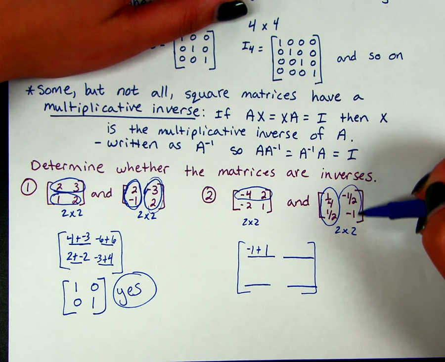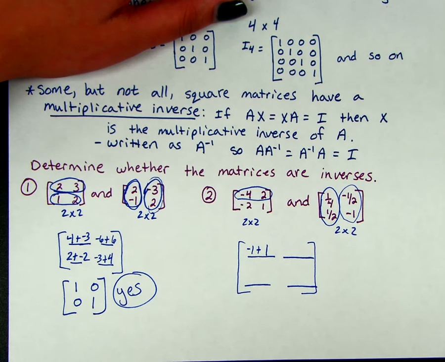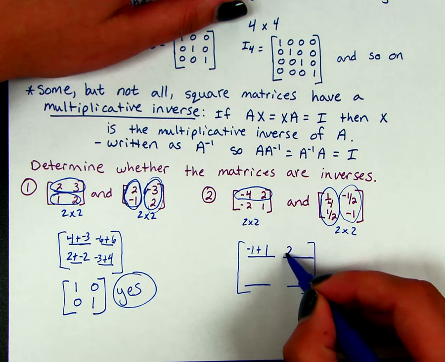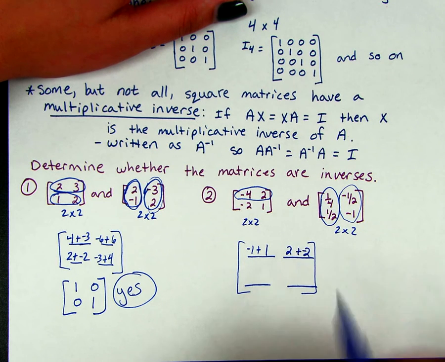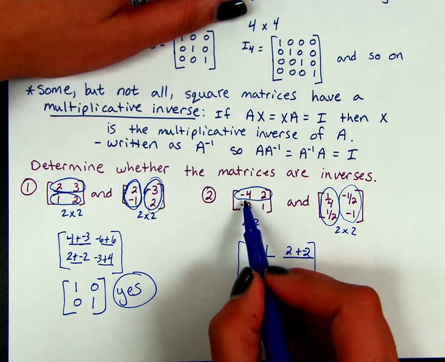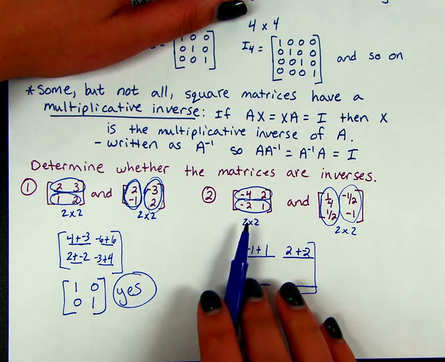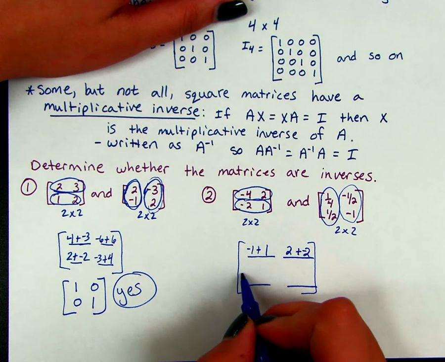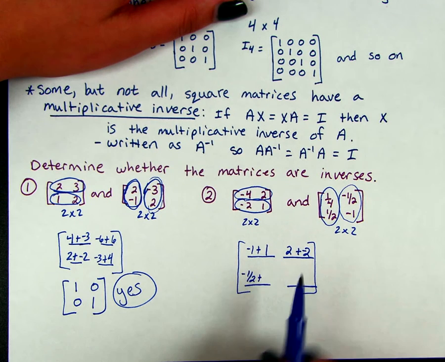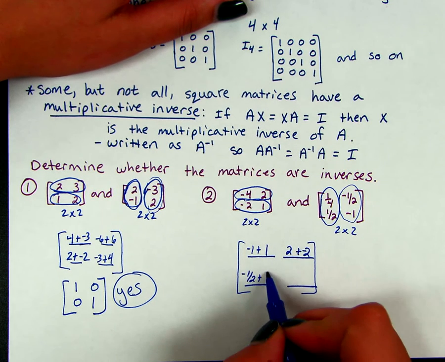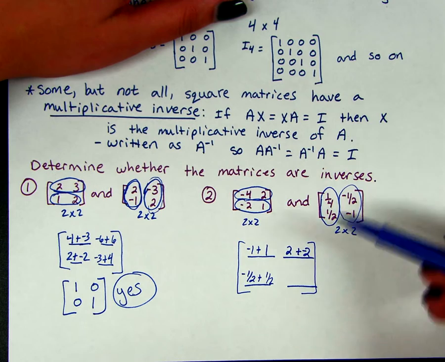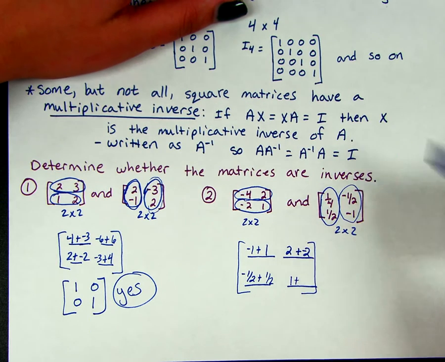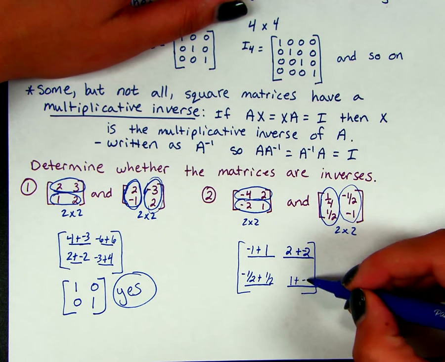Now we're in the first row, second column, so we're going to use the second column here. Negative 4 times negative 1/2 is positive 2. 2 times negative 1 is negative 2, so plus negative 2. Second row, now using these numbers and our first column again: negative 2 times 1/4 is negative 1/2, and then 1 times 1/2 is 1/2. And the second row, second column: negative 2 times negative 1/2 is positive 1, and then 1 times negative 1 is negative 1.